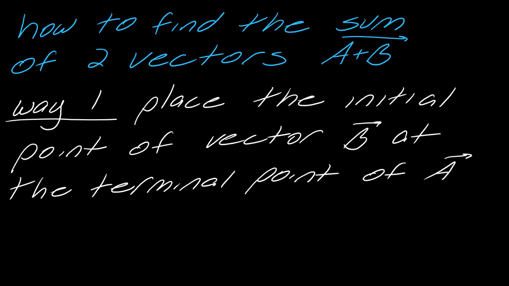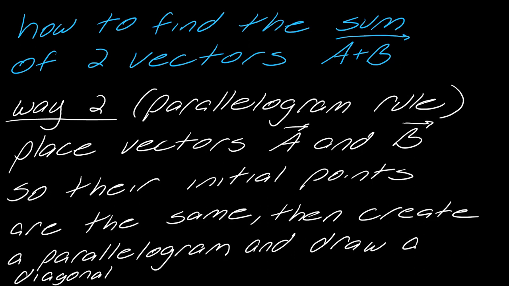Way one would be that if you have the vectors a plus b, you could take the initial point of vector b and place it at the terminal point of vector a. However, that is one way. The way that we're going to use more commonly is the parallelogram rule. You can place vectors a and b so that their initial points are the same. You start them at the same spot. You'll get their magnitude and direction from that point. And then you create a parallelogram and draw a diagonal.